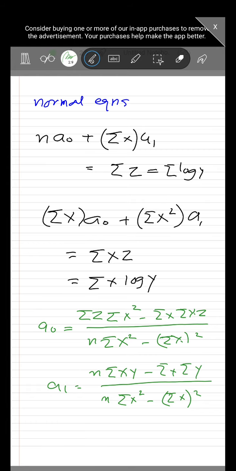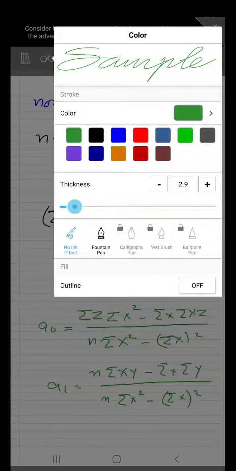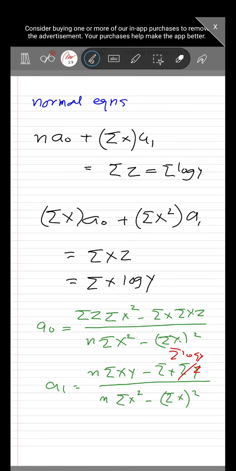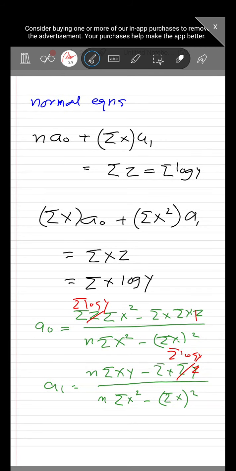So we will replace the summation z by summation log y, and similarly summation x z is replaced by summation x into log y. That is how you get it. And from a0 and a1 we can obtain the values of a and b.